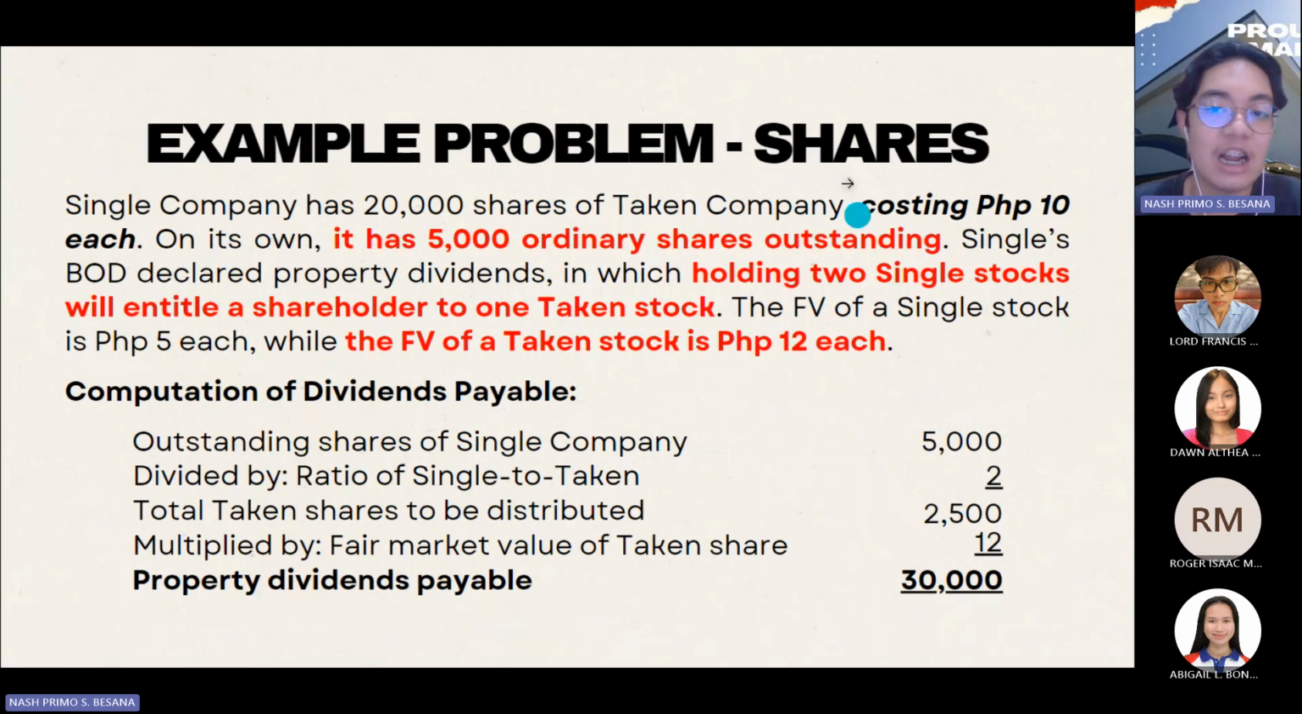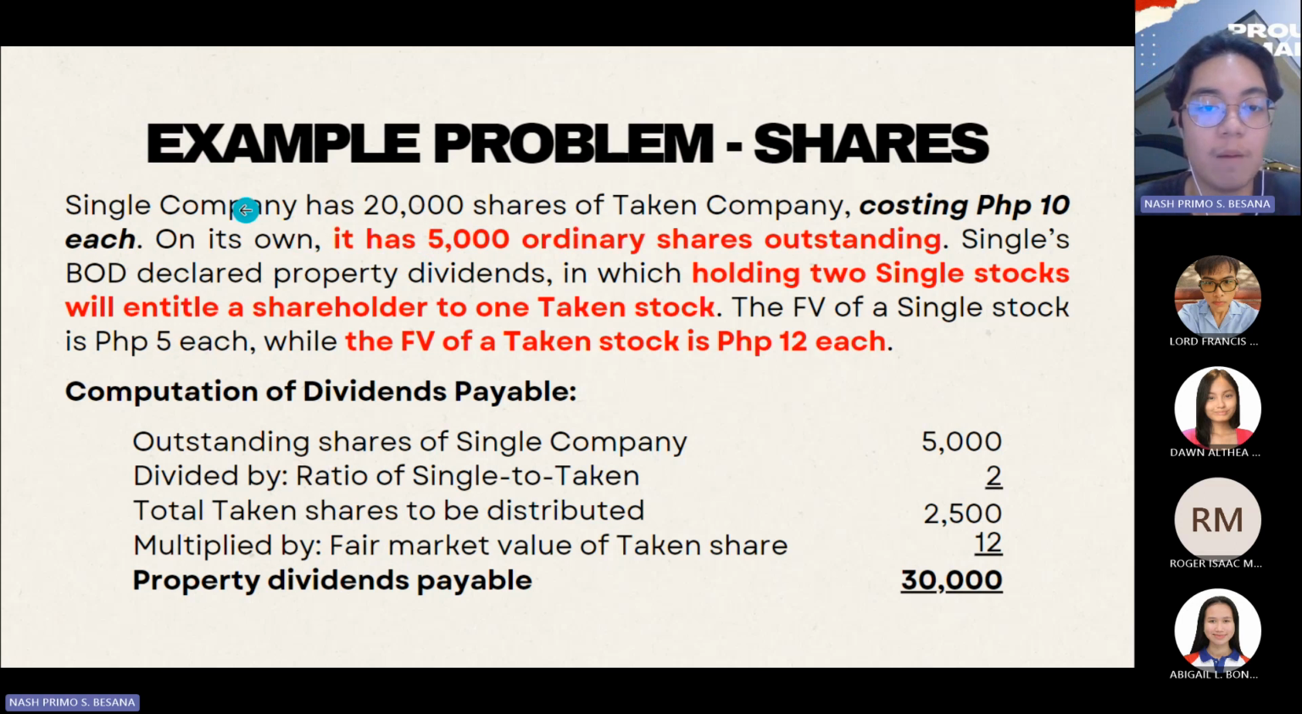Next, kapag naman shares yung binigay, this is an example situation. Single company has 20,000 shares of Taken company costing 10 pesos each. On its own, it has 5,000 ordinary shares outstanding. Single's board of directors declared property dividends in which holding 2 Single stocks will entitle a shareholder to 1 Taken stock. The fair value of a Single stock is 5 pesos each, while the fair value of a Taken stock is 12 pesos each. So, himay-himayin ulit natin.